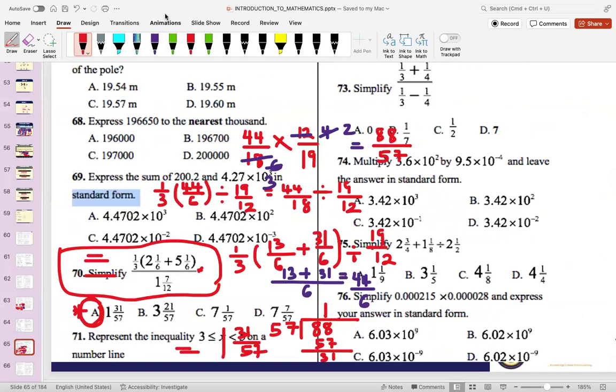So these are the two more examples I wanted to add before we start our new topic today.